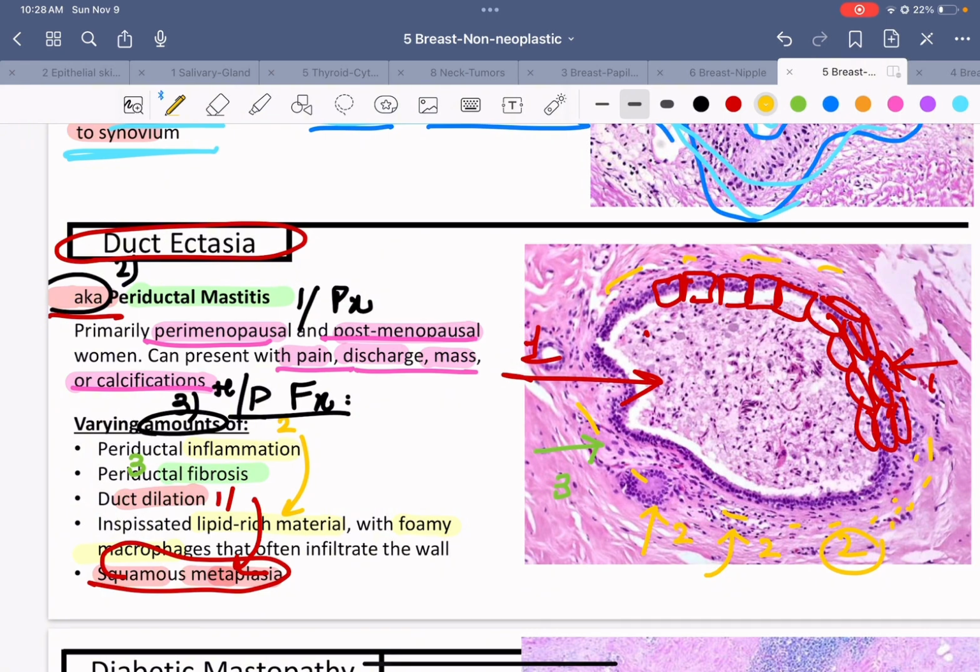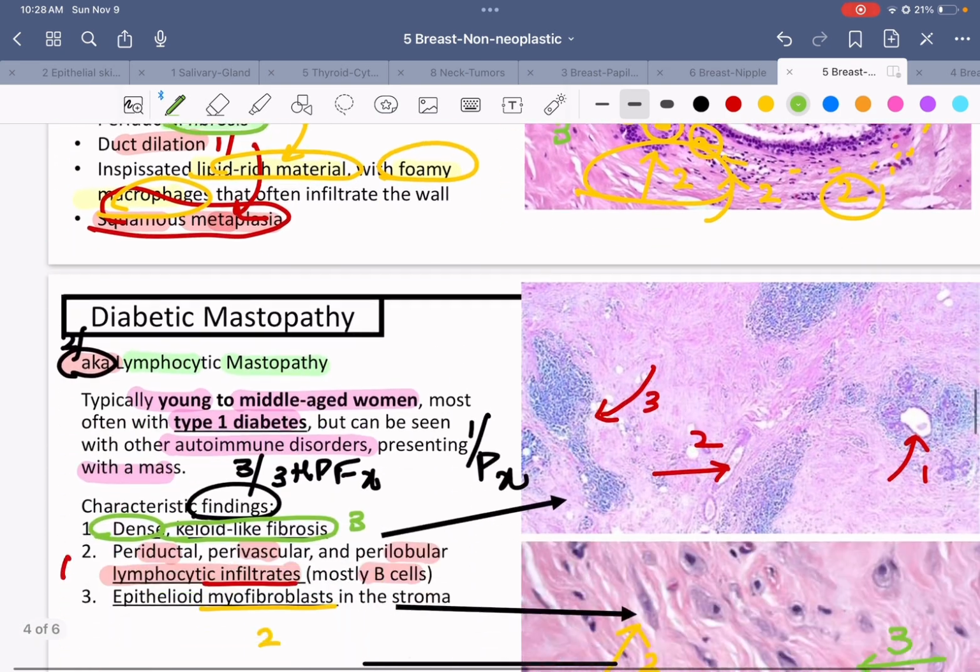And once the inflammation stays persistent, what is a natural consequence of the inflammation? The body is going to try to heal itself, and will develop number three, fibrosis. So number one, a very dilated duct with squamous metaplasia. Number two, inflammation surrounding the duct along with lipid rich material and foamy macrophages. So some lipid can also become, the fats can also undergo necrosis, and then there can be lipid rich material along with foamy macrophages. And number three, you can find periductal fibrosis. So these are the three histopathological features of duct ectasia.